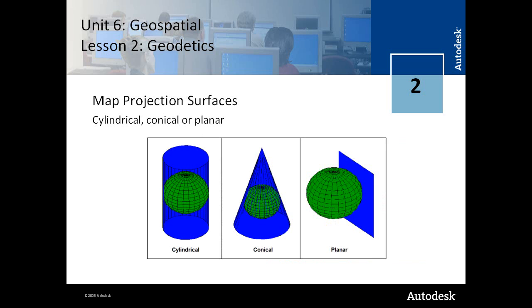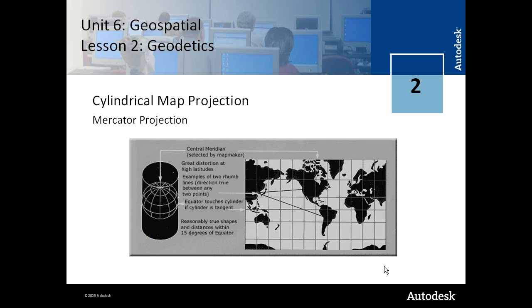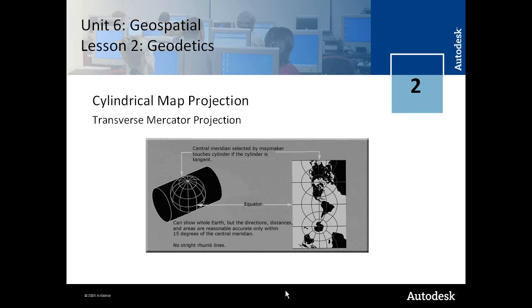Here are three examples of projection surfaces. You can have a cylindrical projection, in which case you're unrolling the surface of the Earth onto a cylinder. You have a conical projection or also a planar projection. The Mercator projection is a cylindrical projection, and a transverse Mercator projection is also a cylindrical projection. However, the location of the cylinder with respect to the position of the Earth varies.